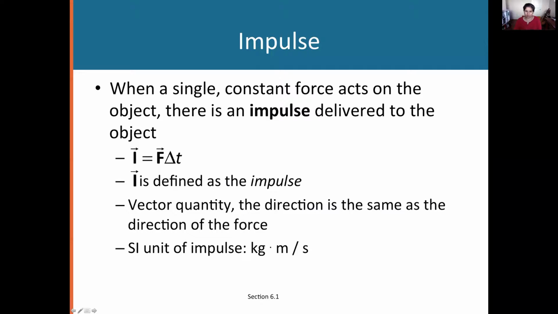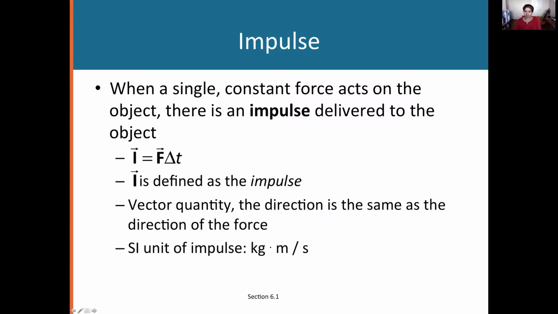Next, we come to the concept of impulse. Impulse is written with an uppercase I, and it's the change in momentum. So not the rate of change, but just the change, delta P. And since delta P over delta T is equal to F, we have impulse as F times delta T.